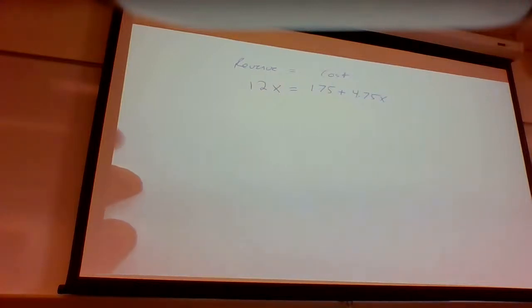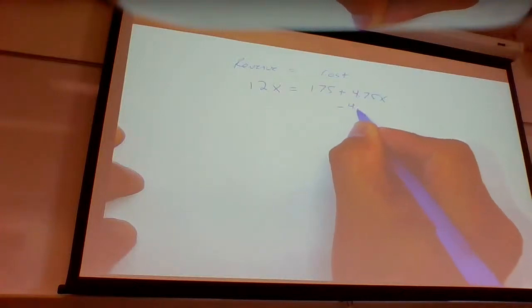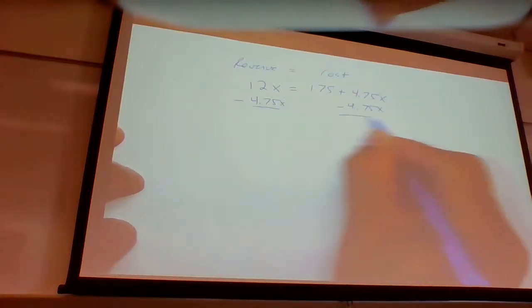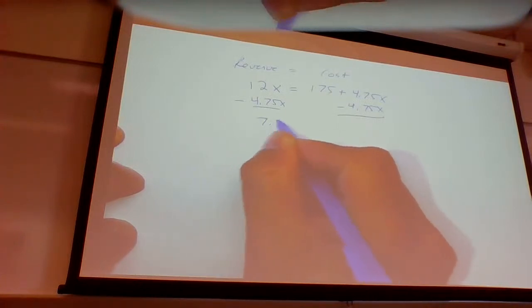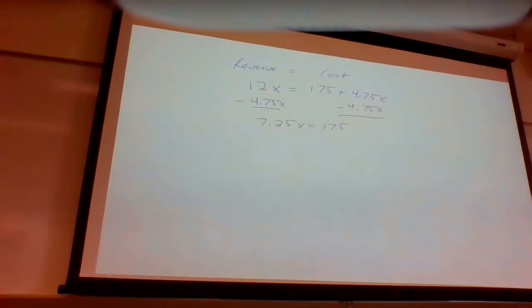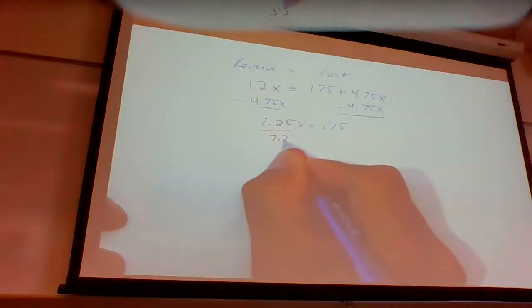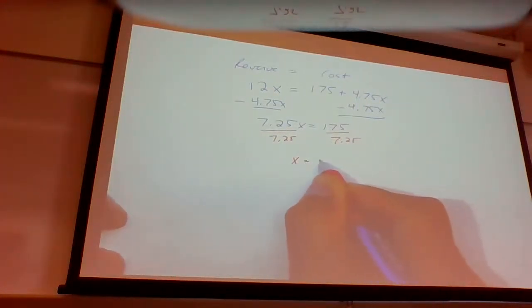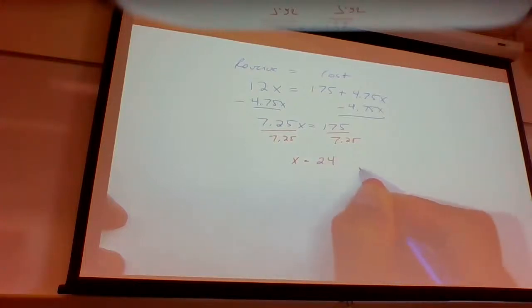So to solve this, what am I going to do first? Subtract 4.75x from both sides, which gives me what? 7.25x equals 175. Stop there. Now, how do I get x by itself? Divide by 7.25. X equals 24 what?